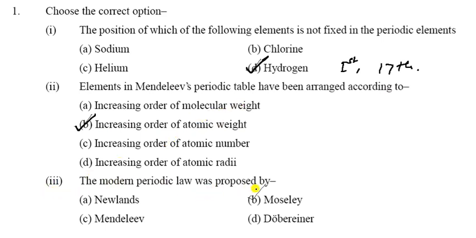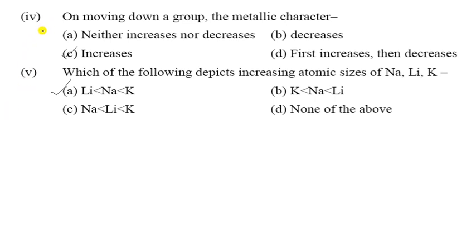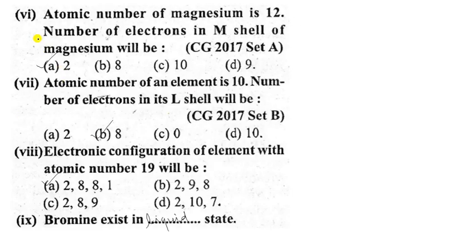The third question: the modern periodic law was proposed by Moseley. The name was Moseley. So let us see the next one. The fourth: on moving down a group, metallic character always increases, it neither only increases nor decreases, and not first increases then decreases. The fifth one: which of the following depicts the increasing atomic size of sodium, lithium and potassium? The answer is lithium is less than sodium, which is less than potassium. So you have to write this one.